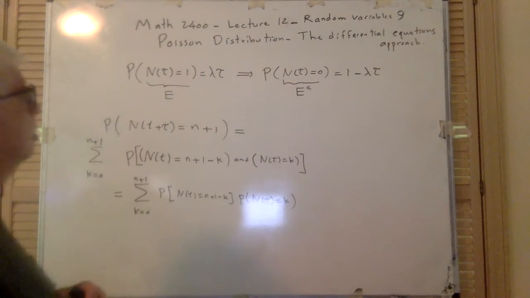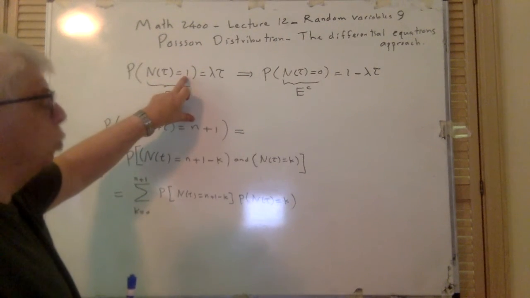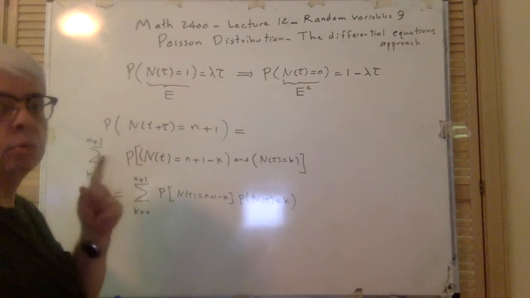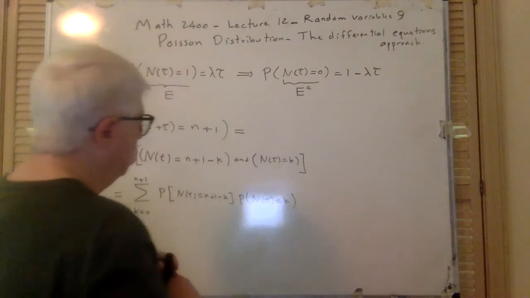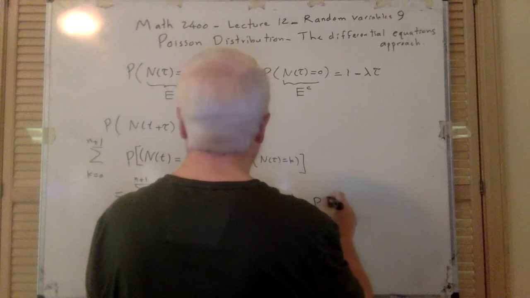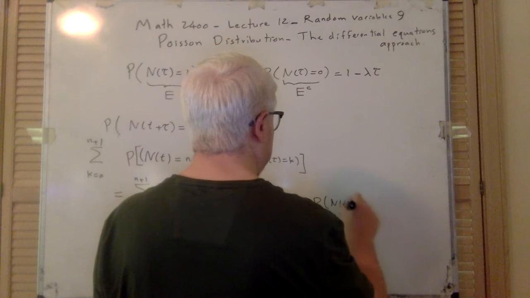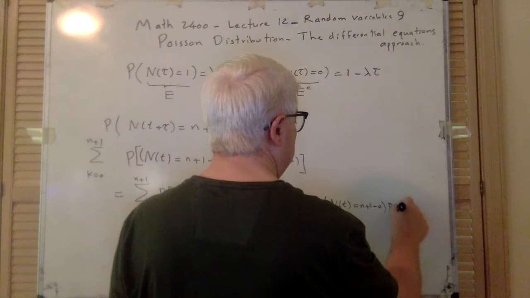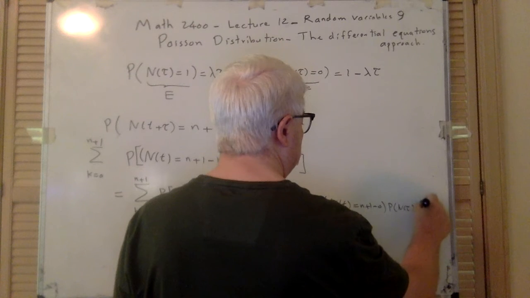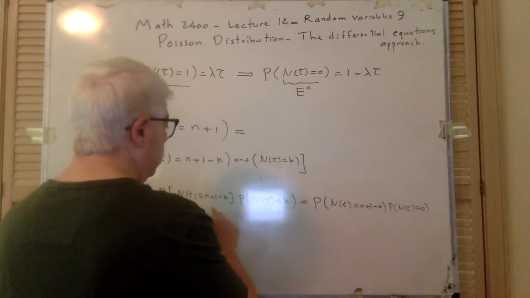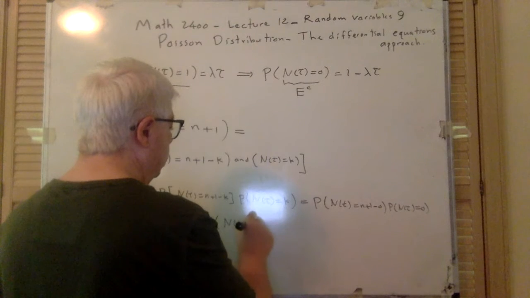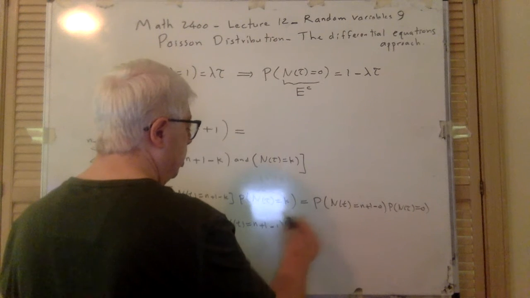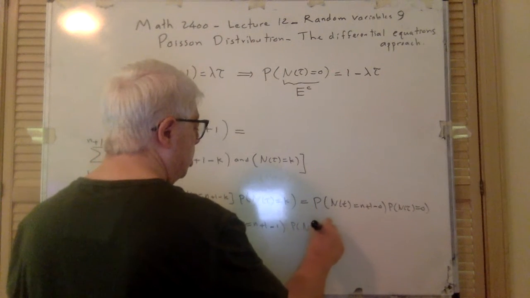But look over there. N(tau) being bigger than 1 is 0. So k can only be 0 and 1. Just two of them stay alive. P of N(t) is n plus 1 minus 0, P of N(tau) is 0, plus P of N(t) is n plus 1 minus 1 times P of N(tau) is 1.